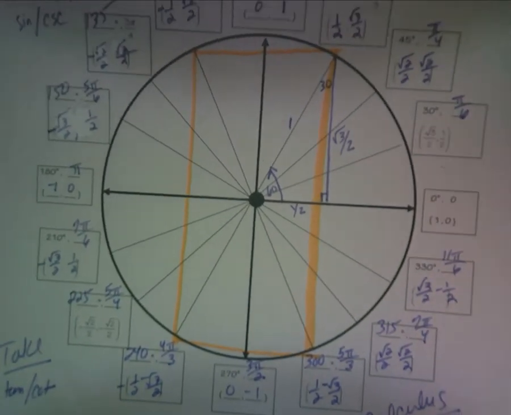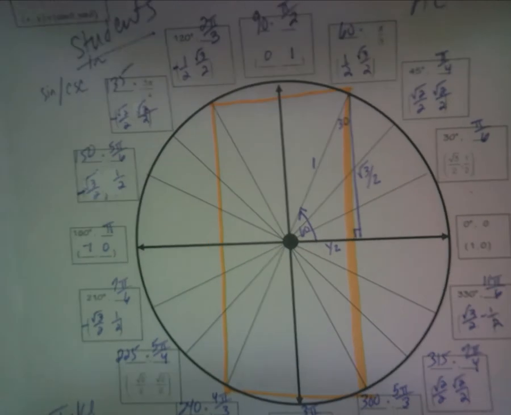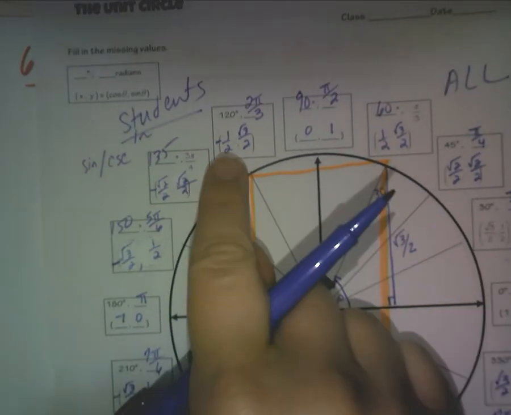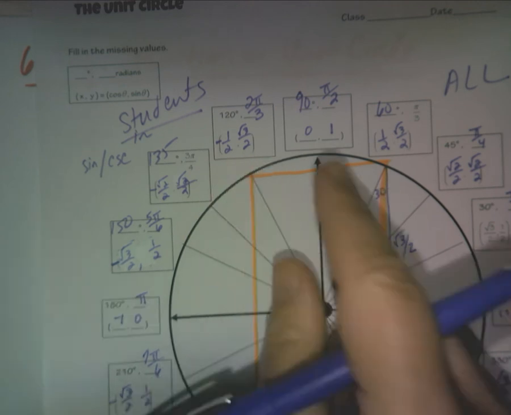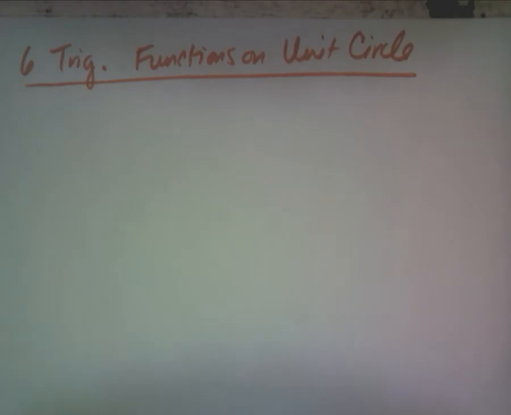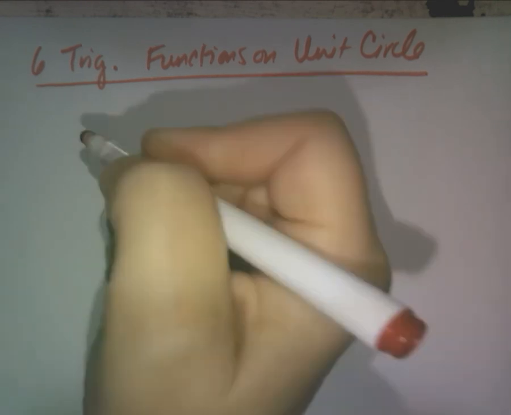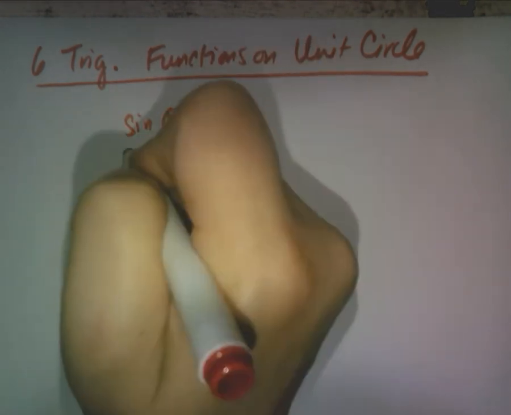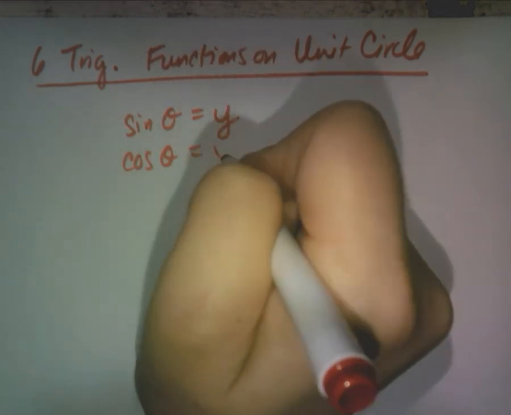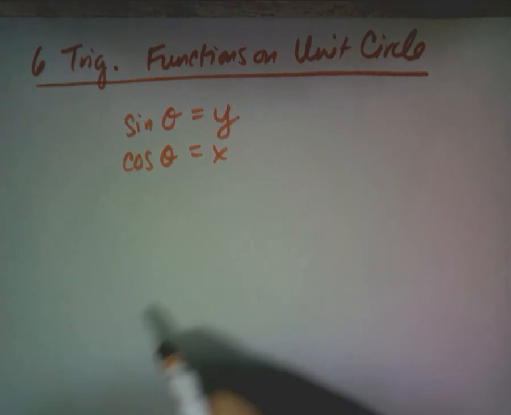Good Lord, woman. All right, this is your best friend, okay? Again, your x is your cosine, your sine is your y. And so from this, and I do want you to write this down, we didn't do this a lot last year, but just some 6 trig functions. Your sine of theta is always your y. Your cosine of theta is always your x, okay?